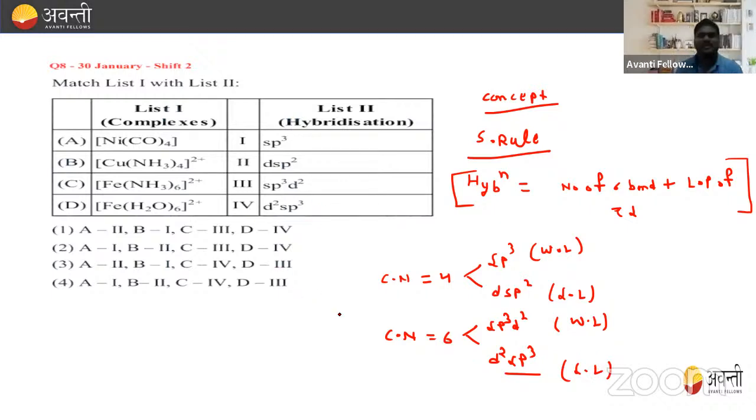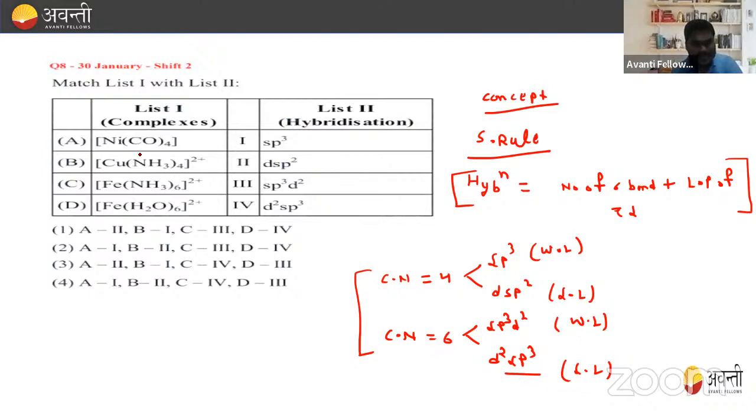So these questions are basically from coordination chemistry, and there is nothing to do with chemical bonding. So try to learn this as well. If the ligand is weak, then the hybridization is sp3. If the ligand is strong, then the hybridization is dsp2. In the case of coordination number 6, a weak ligand gives sp3d2 and a strong ligand gives d2sp3.